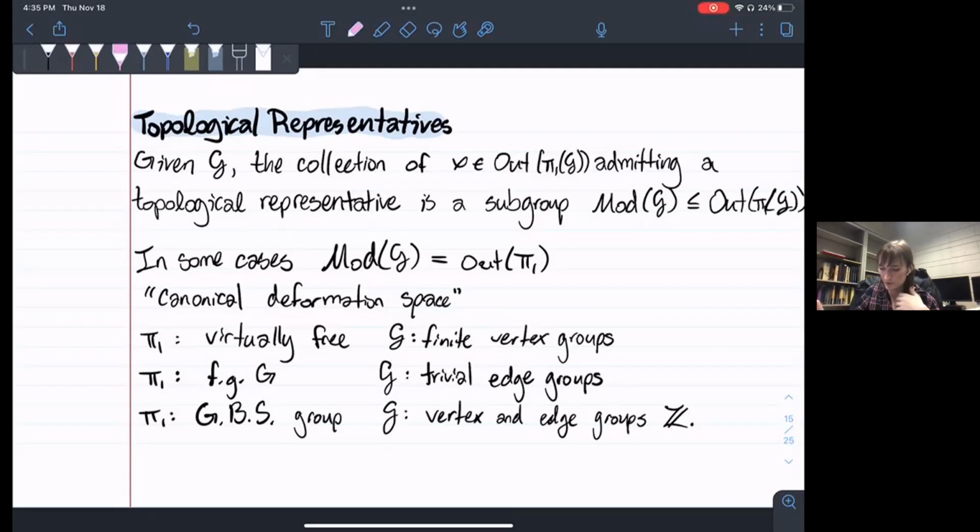And maybe also, just in a different vein, your fundamental group could be what's called a generalized Baumslag-Solitar group, and your graph of groups could have all of the vertex groups and edge groups be isomorphic to Z. Being the fundamental group of such a graph of groups is the definition of being a generalized Baumslag-Solitar group, in case you're not familiar. Okay, cool. So what I'd like to do is study outer automorphisms of these groups, but also maybe other groups as well.